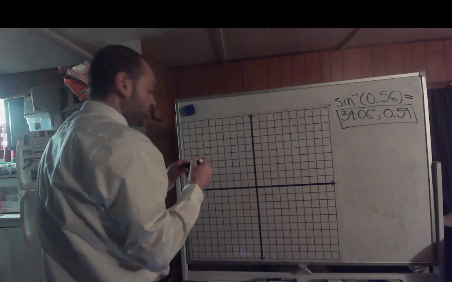You get about 0.59 radians. So what you should get is about 34.06 degrees, or 0.59 radians.